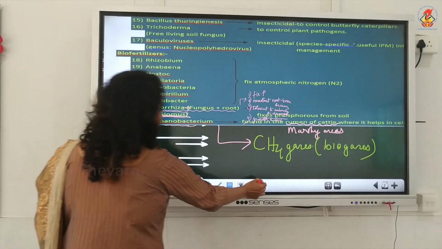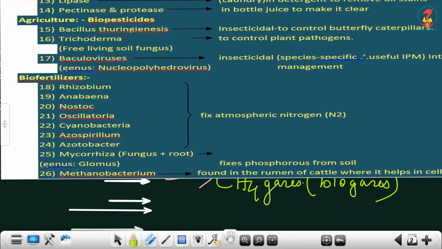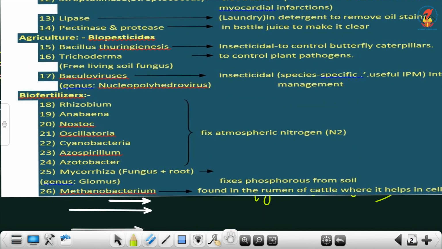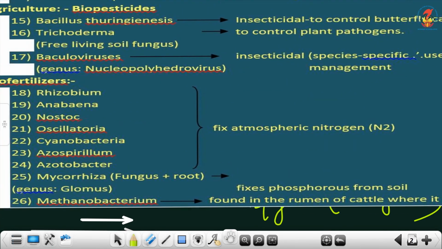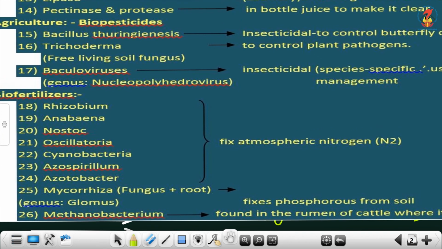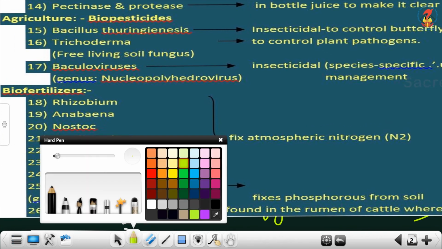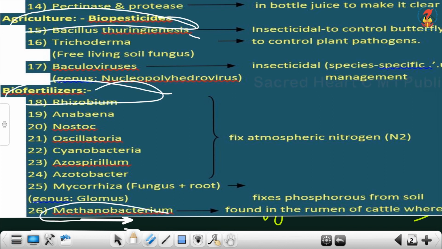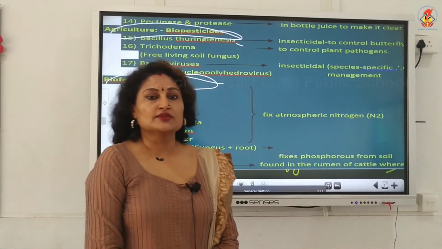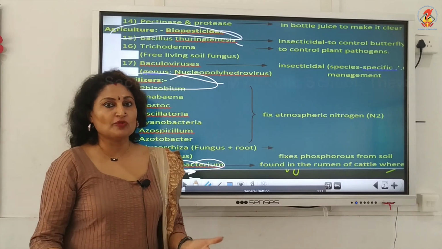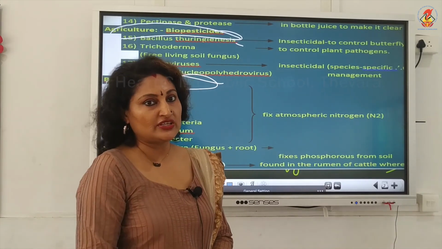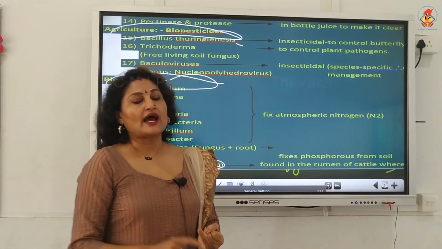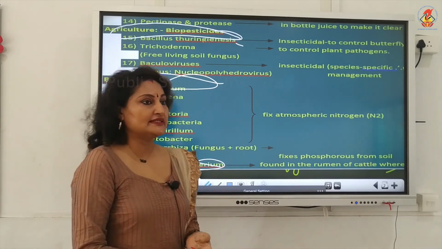Okay, so once again reiterating the advantages or the uses of microbes in the field of agriculture. Basically, we have biopesticides, biofertilizers and Methanobacterium. Clear? I hope you have understood the uses of the variety of bacteria in the variety of fields like household, agriculture, industry, medicine, etc.